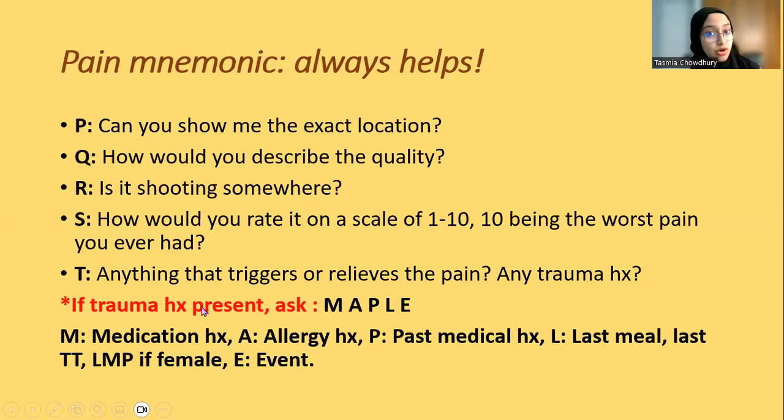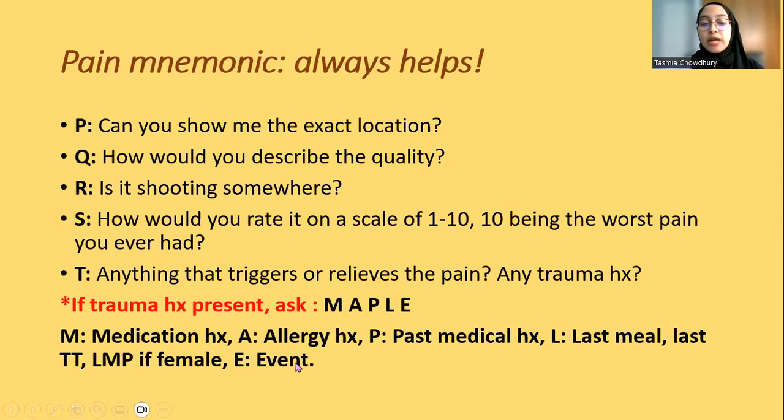And now, if there is trauma history present, then I like to ask a few extra questions. I like to call them MAPLE. MAPLE, M is for medication history. A is allergy history, P is past medical history, L is for last meal, last TT dose, if female, then last menstrual period, and E is for event. So how this question helps is because if the patient has an injury, has a trauma history, you might need to send the patient to an ER. So these questions actually help you in this situation, and it gives the examiner the idea that you are aware of your surroundings and aware of the requirements that might come ahead.